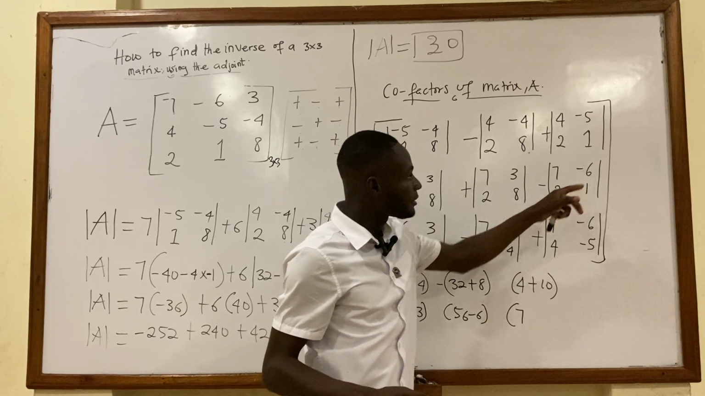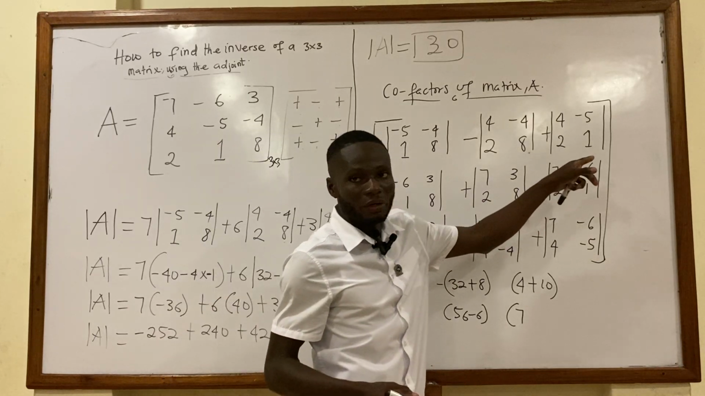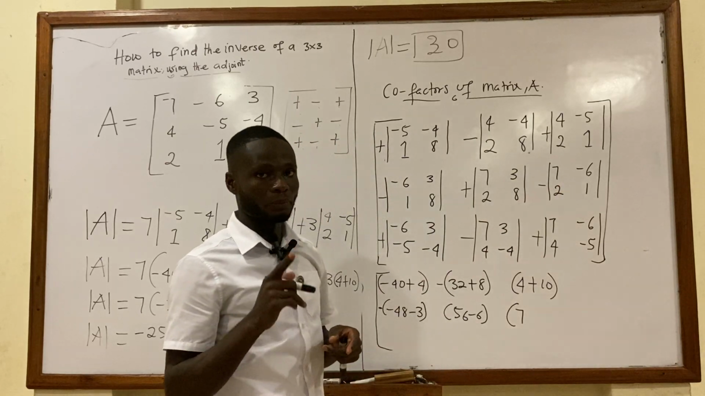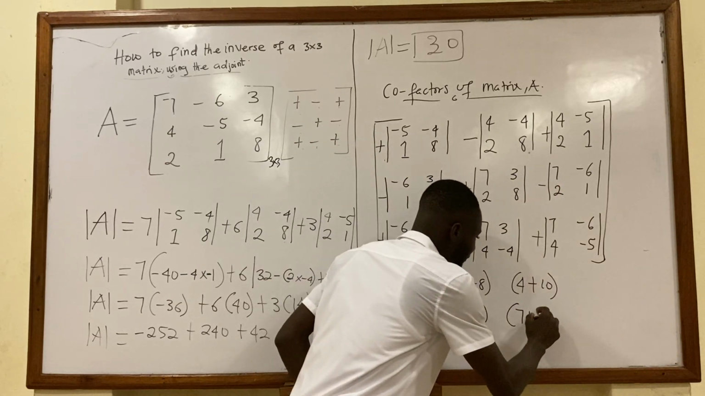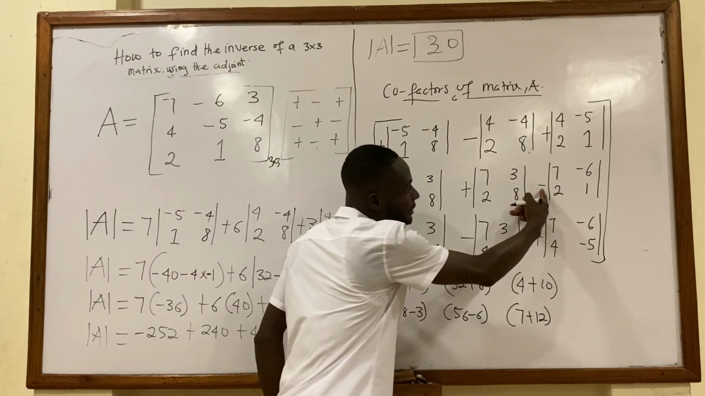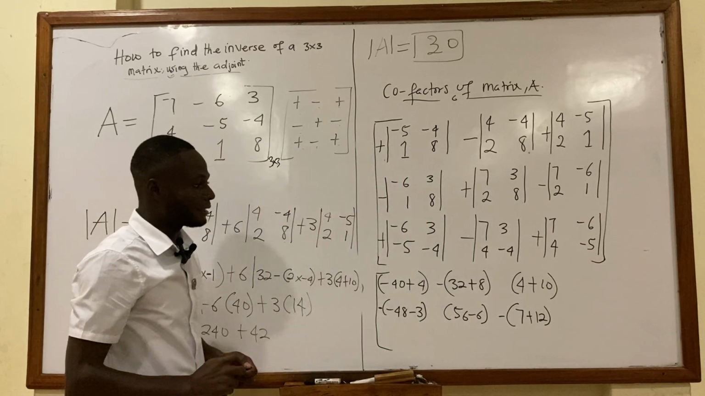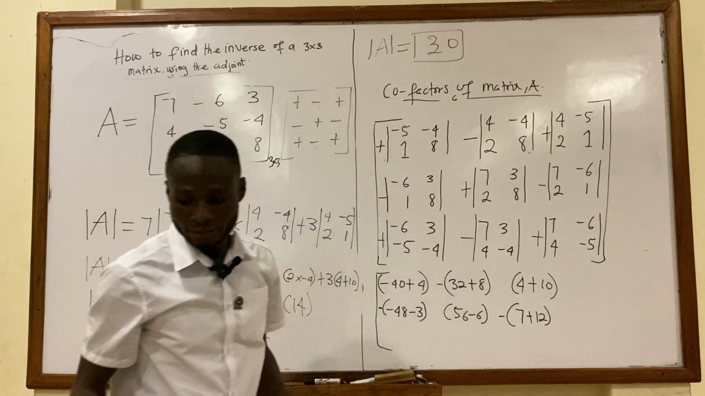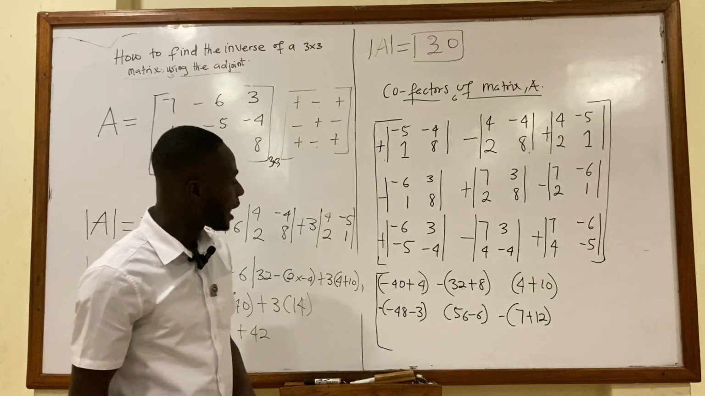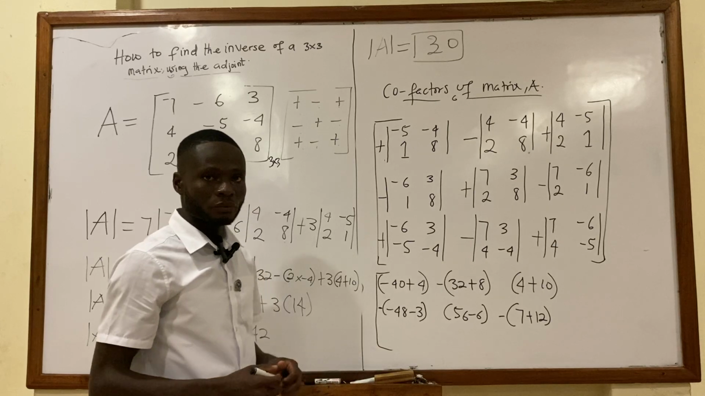Then this times this will give us plus 12, because this diagonal is affected by a negative, and then we have a negative there, so negative is going to be positive, so we have plus 12, right? But then this element is affected by a negative, so we have a negative affecting the whole thing, right? So now we are done with the second row as well. Let's move on to the third row.